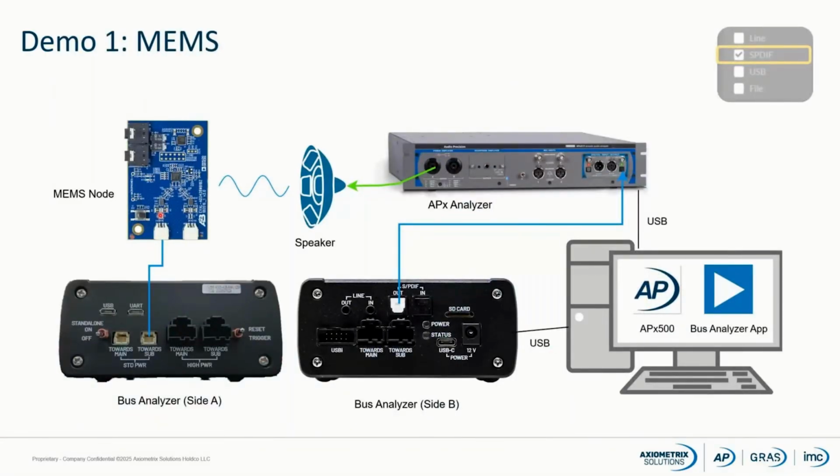Here you can see a diagram of my connections. The towards master port on my MEMS board connects to the towards sub port on the emulator side of the bus analyzer, which will be configured to route audio from its SpeedIF output to the APx analyzer optical input. The audio analyzer is also driving a loudspeaker, which will generate the acoustic stimulus. So the stimulus is picked up by the mics, routed to the bus analyzer over A2B, and is sent back to the audio analyzer for analysis, forming what we call a closed loop connection.